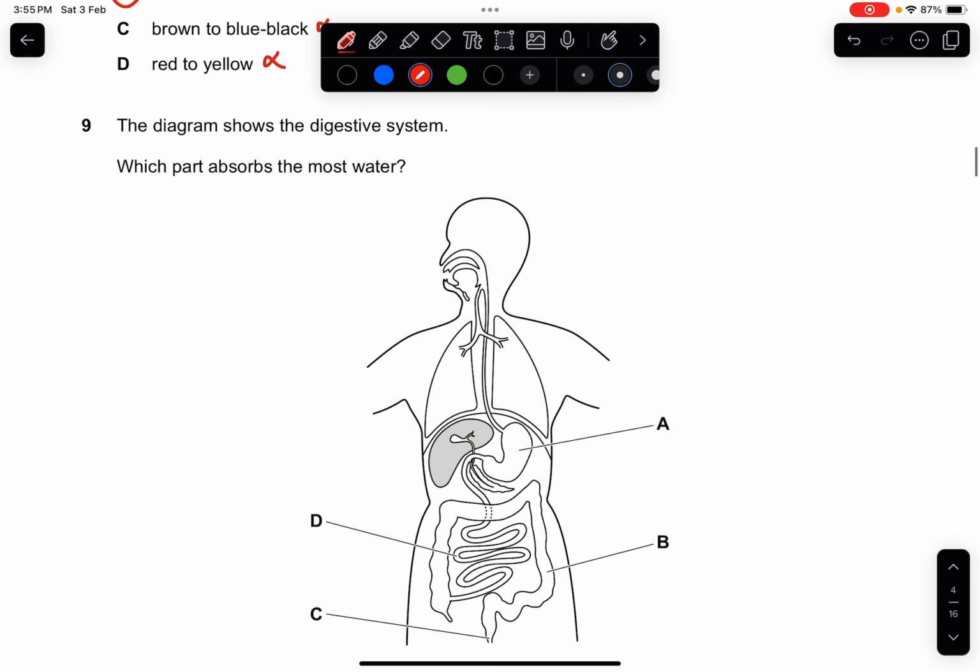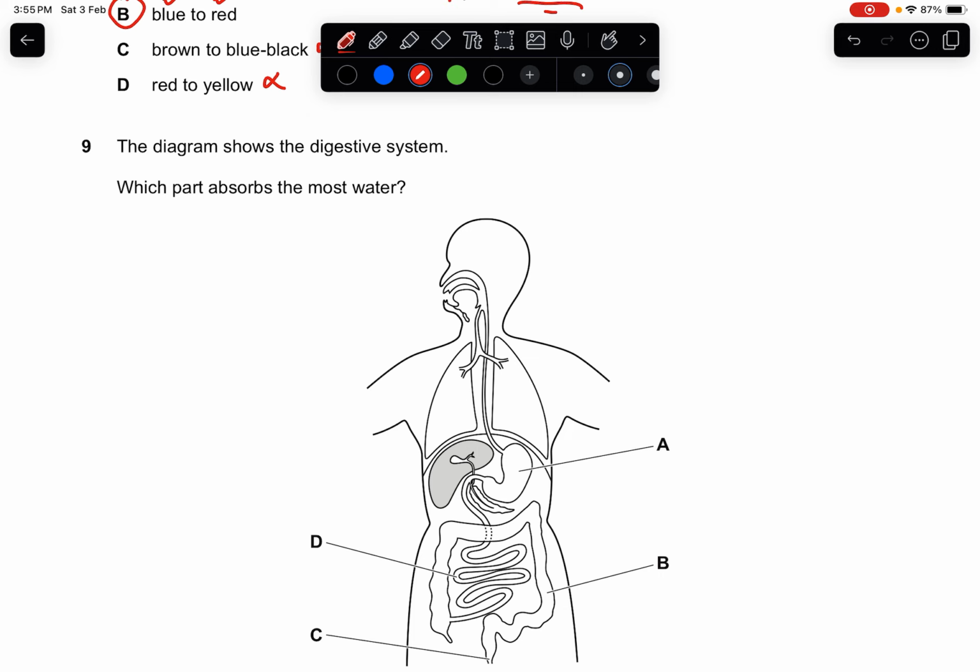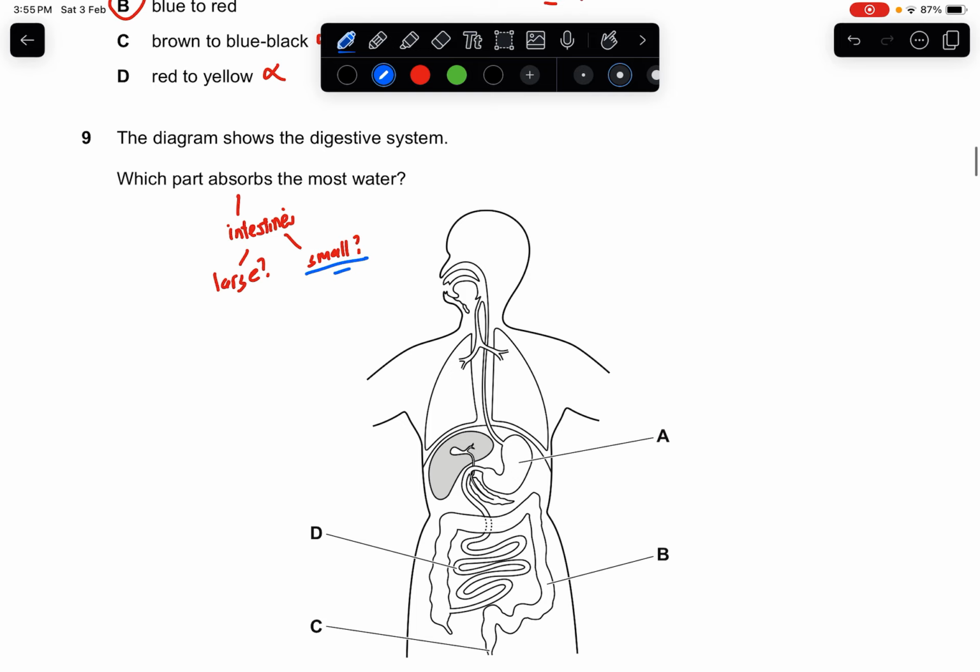Question 9. The diagram shows the digestive system. Which part absorbs the most water? Okay. We only can filter it out to two things only. Most water being absorbed is typically the intestines. But then, which one is it? The large one or the small one? The answer is the smaller one. Okay, because the smaller one has a lot of villi, therefore they can absorb water much more easily due to their larger surface area. So the answer for this question would be D.